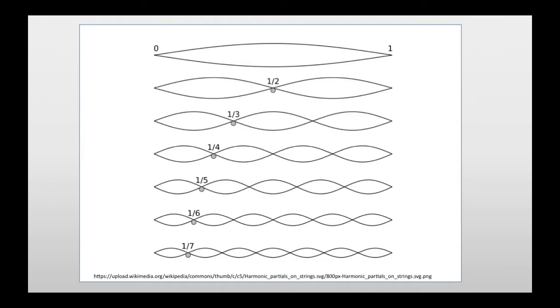For a musical note produced on an instrument, let's say on a string, the first term will be for the fundamental frequency. The fundamental frequency is the lowest frequency. Musically, it's also the frequency of the musical pitch that we perceive.